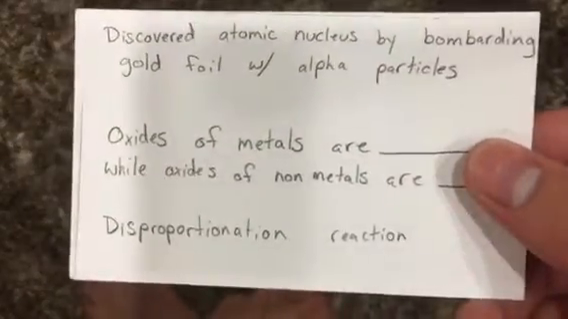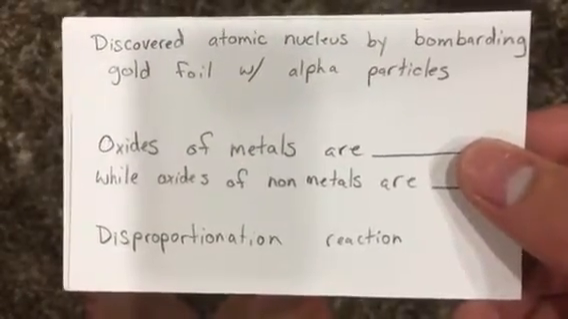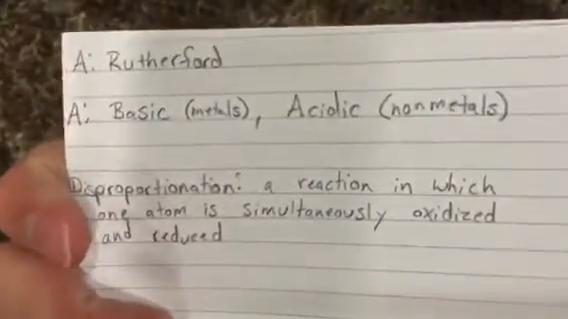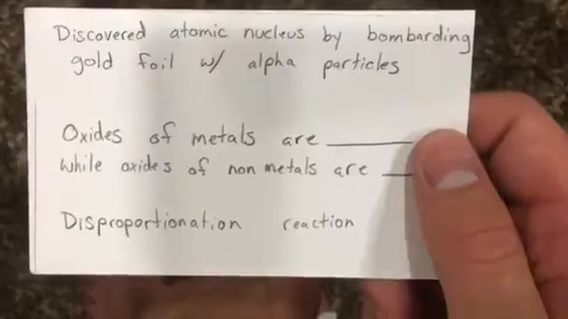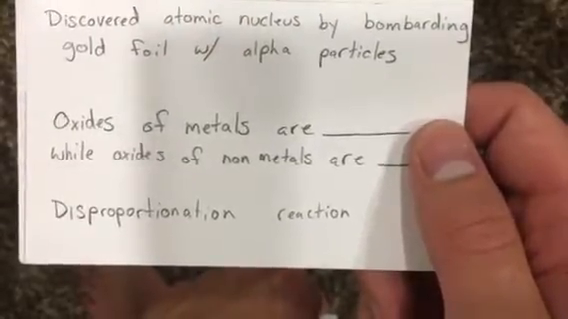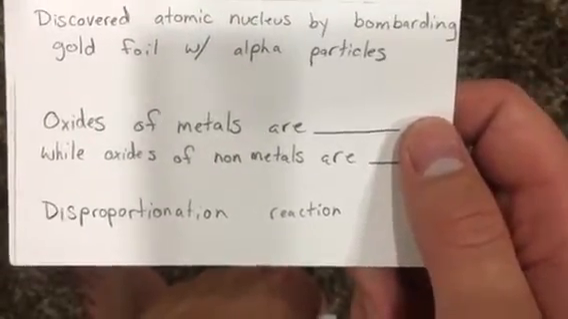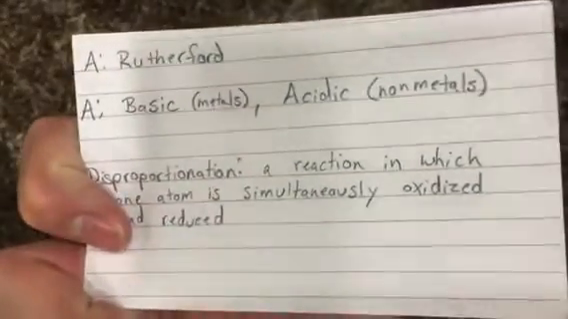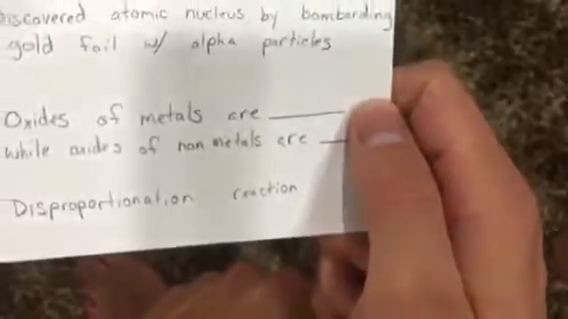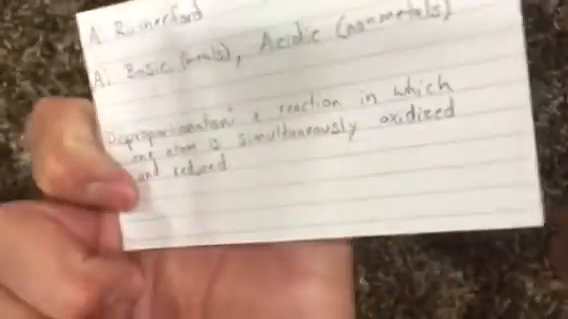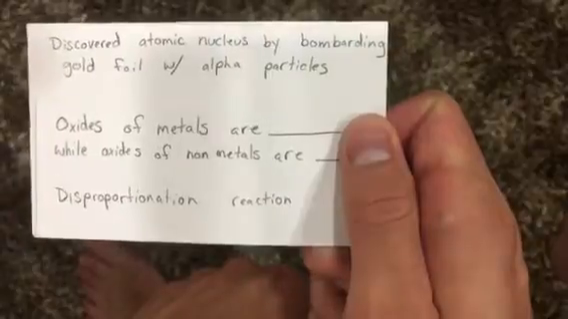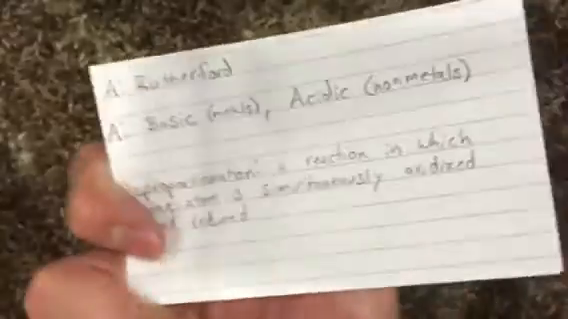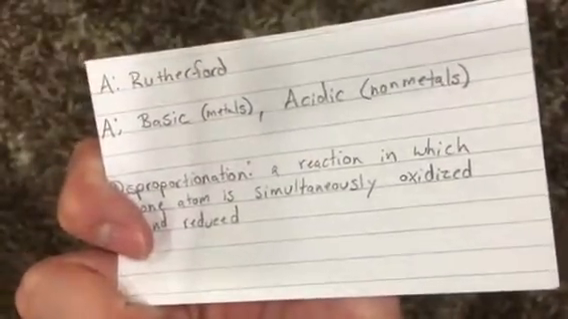Discovered the atomic nucleus by bombarding gold foil with alpha particles. That was Rutherford. Blank oxides of metals are what? Oxides of metals are basic, while oxides of nonmetals are acidic.